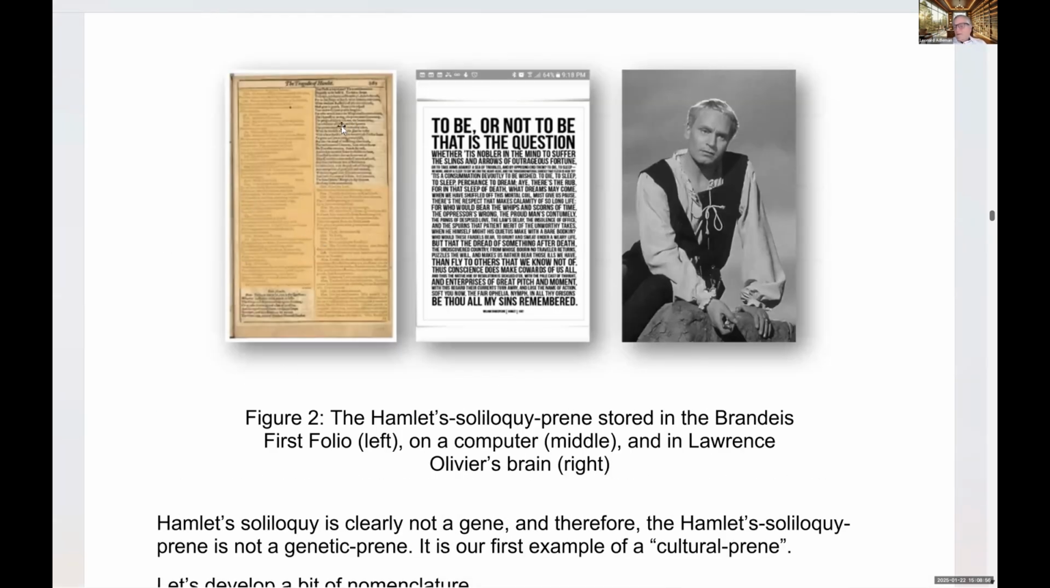So here it is. Here's the Hamlet soliloquy preen stored in a book, a first folio from 1620 or so. Here it is on a computer, and here it is being stored in Laurence Olivier's brain. For those of you who are too young to know, Laurence Olivier was a famous actor back in the day, and he did a Hamlet. And this is, I think, the moment when he gives the soliloquy. So it's up in his brain. It's another place it's stored.